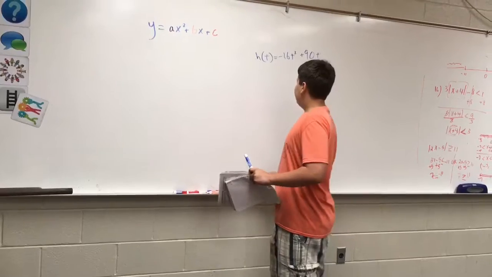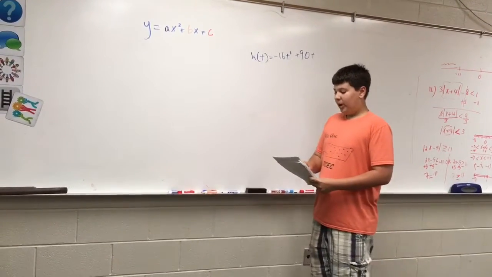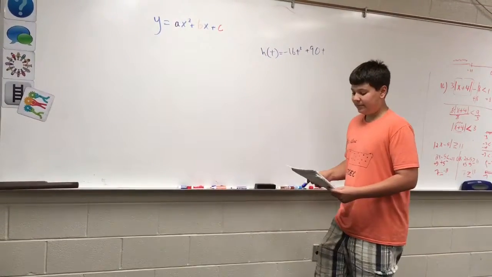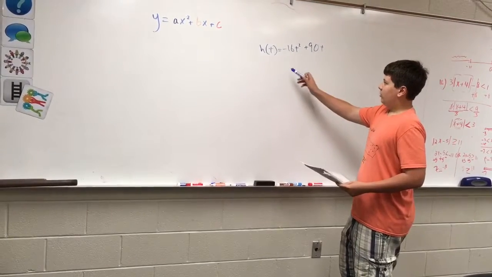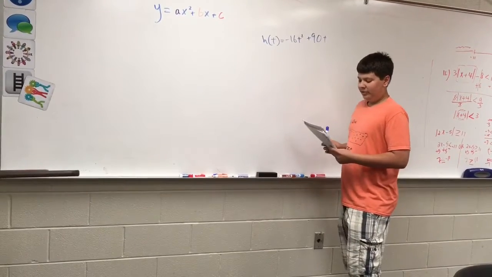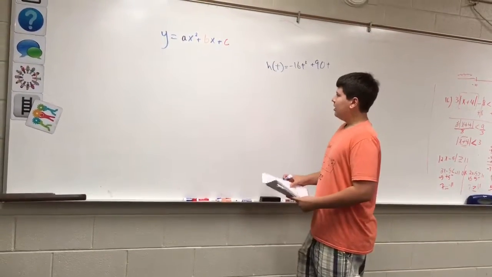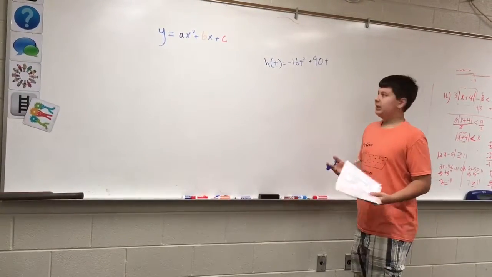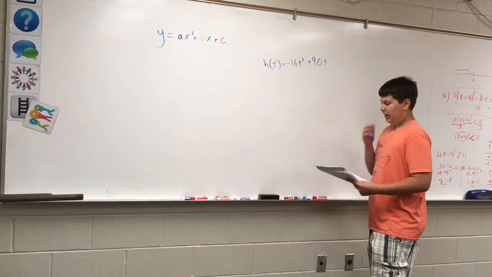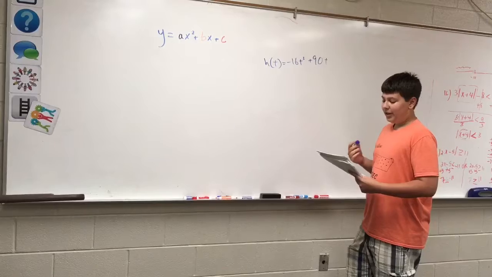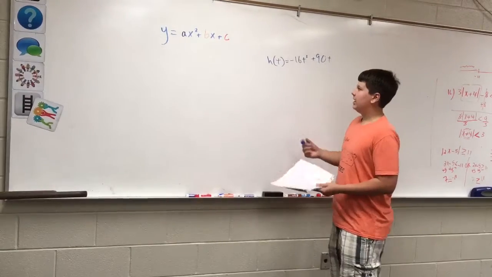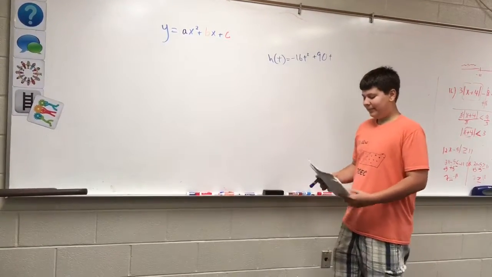Now, we have a question here, and it says, a soccer ball is kicked from the ground with an initial upward velocity of 90 feet per second. The equation h of t equals negative 16t squared plus 90t gives the height of the ball after t seconds. Let me explain this real quick. t is time and h is height. The ball is going at an upward velocity of 90 feet per second, so 90 times time is 90 feet per second, as time is in seconds. And then height is, as you know, height.